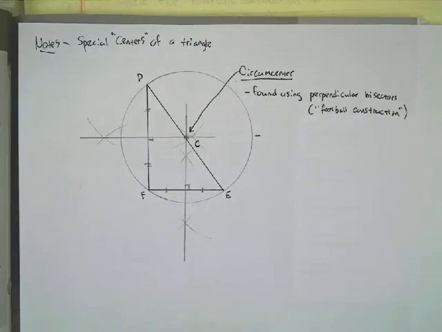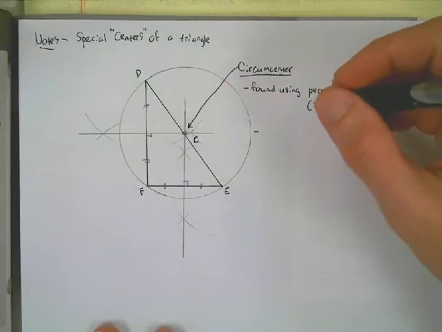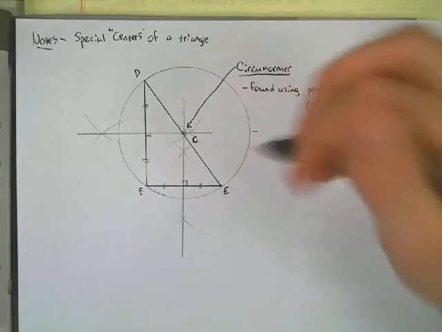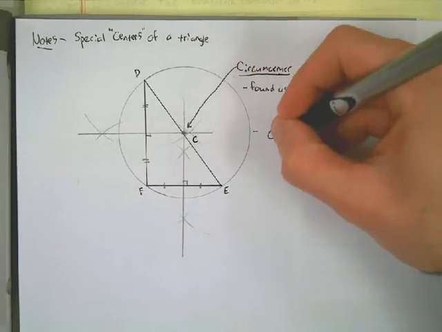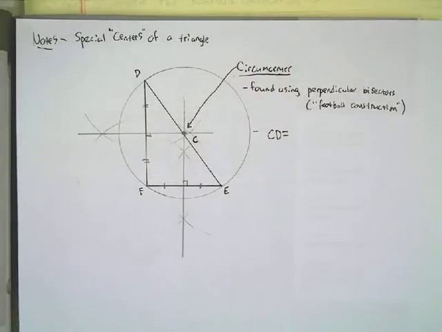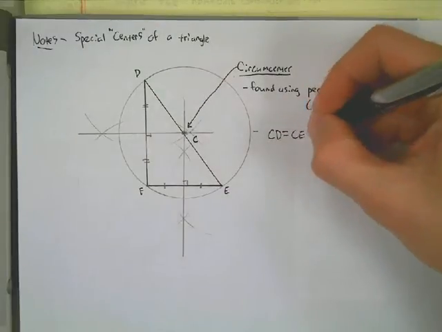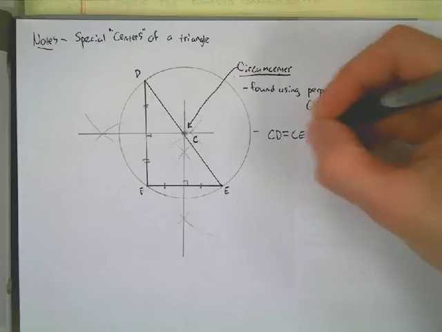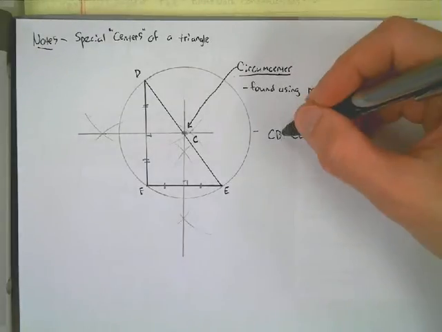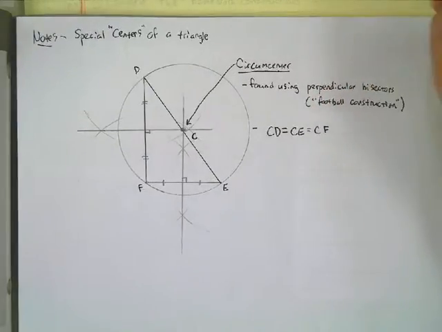Okay, now, very important here. The distance CD equals, what else? CE equals CF, okay? Very important here. C to D is equal to C to E is equal to C to F. It is equidistant from the vertices, okay?